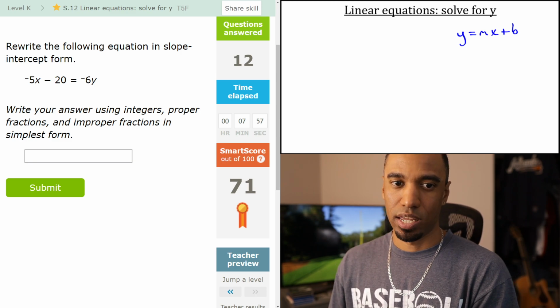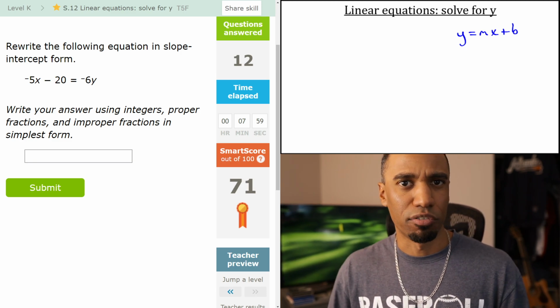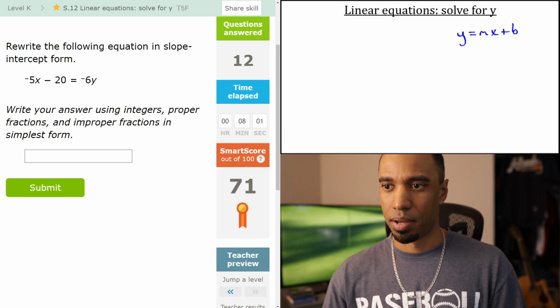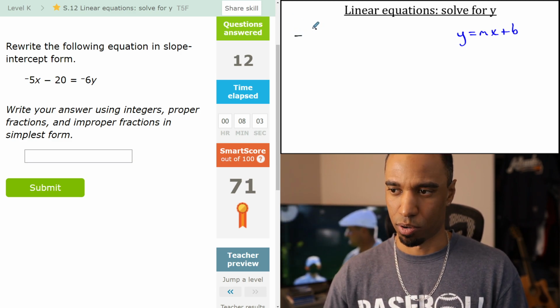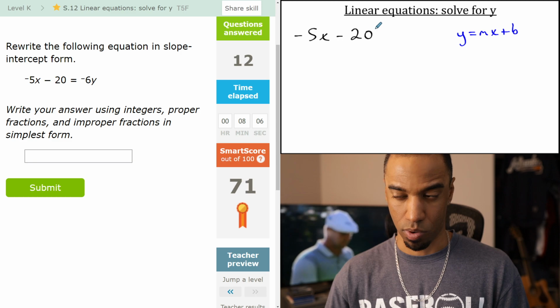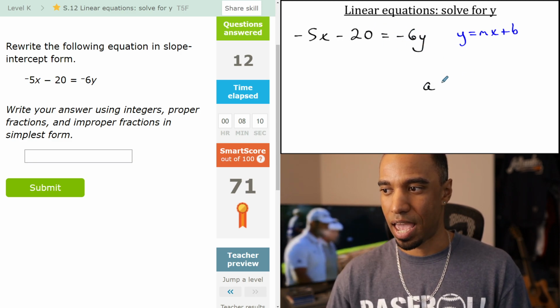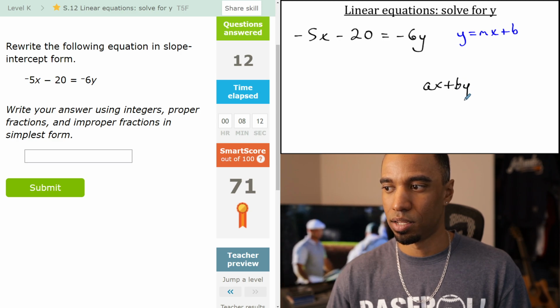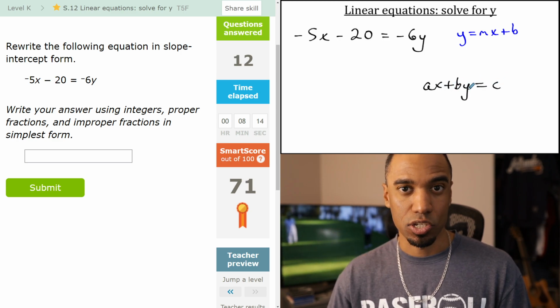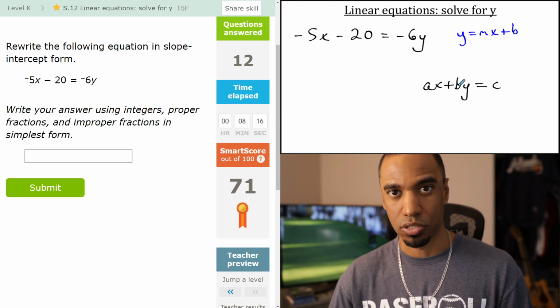Negative 5x minus 20 equals negative 6y. I guess that's not really standard form, is it? Excuse me. I thought all these were in standard form. I think I was wrong. Standard form would look like ax plus by equals c, meaning the x and y terms would be on the same side of the equation. This is clearly not.